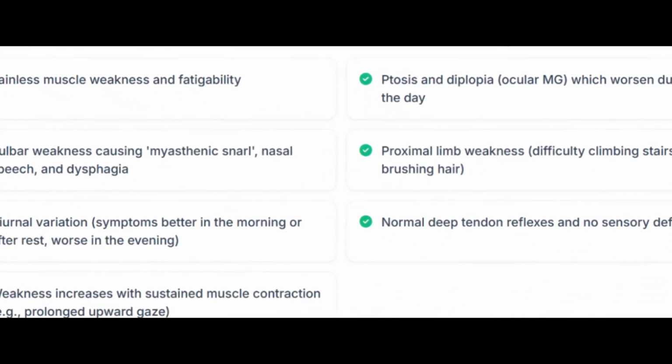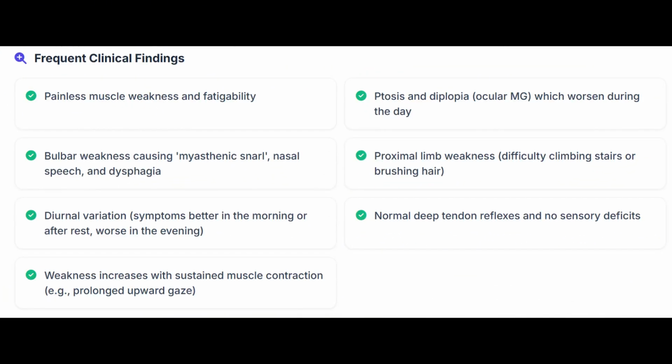Now, let's focus on the clinical presentation. The hallmark of myasthenia gravis is painless muscle weakness, characterized by marked fatigability. Most patients first notice ocular symptoms, specifically ptosis and diplopia, which characteristically worsen as the day progresses. The weakness is typically proximal, making everyday tasks like climbing stairs or brushing hair increasingly difficult.